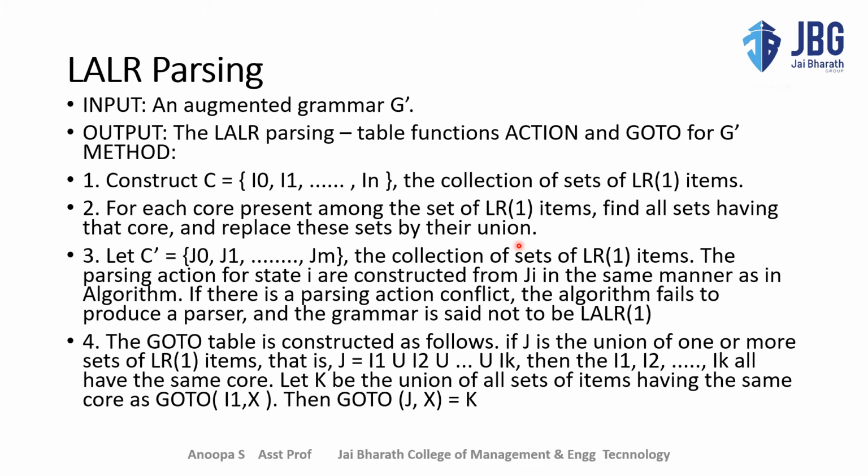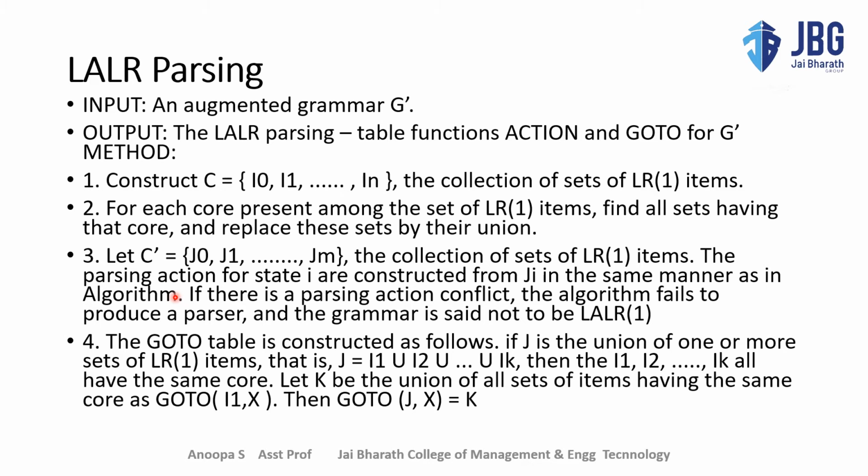Now let C dash be equal to J0, J1, up to Jm, the collection of sets of LR(1) items. The parsing actions for state i are constructed from Ji in the same manner as in our CLR algorithm. There is no change in this.